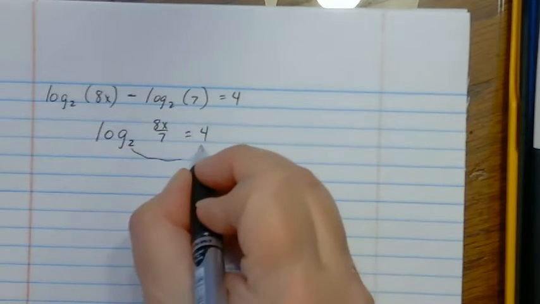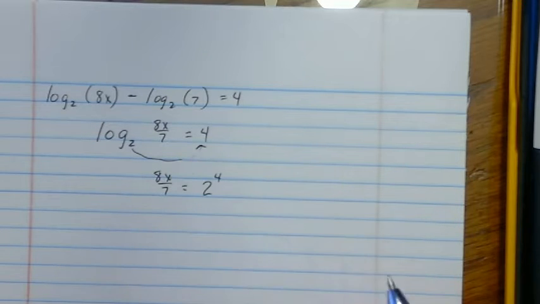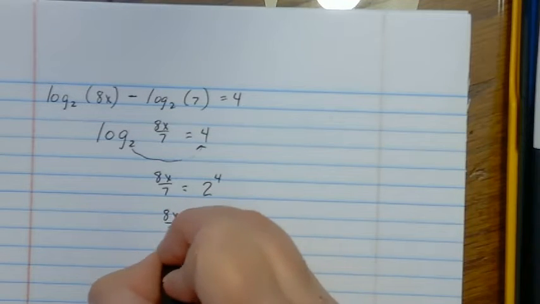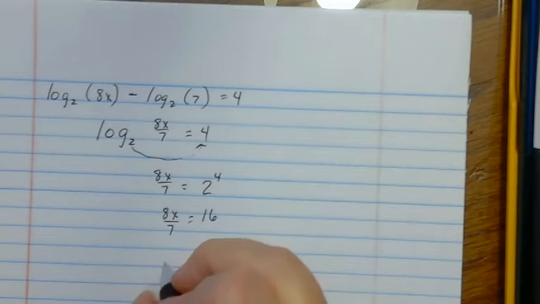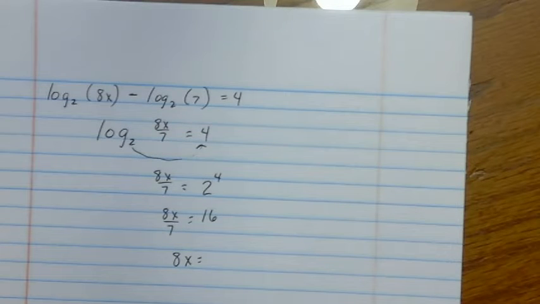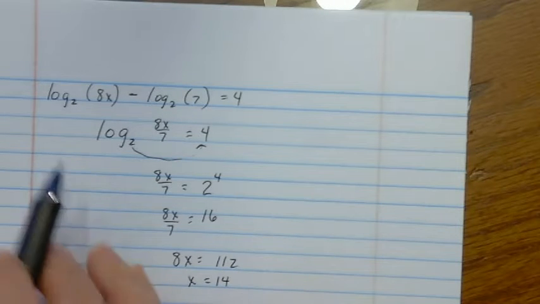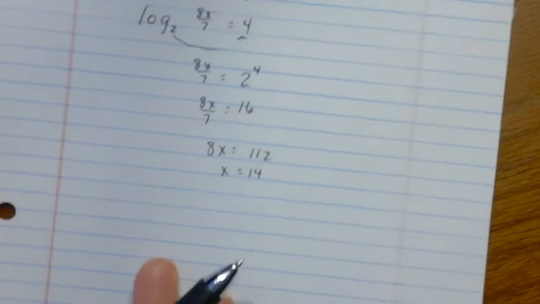Since it's a log, I can turn it into an exponent. So this becomes 2 to the 4th equals 8x over 7. So 8x over 7 equals 16. To solve, I'm going to multiply both sides times 7. 16 times 7 is 112. And then divide by 8, I get 14. I want to go back and make sure it's okay to put 14 in here, and it is because I would make that a positive number.